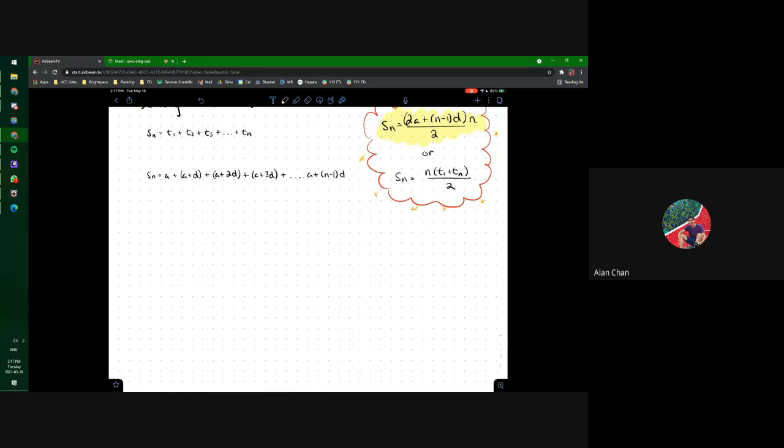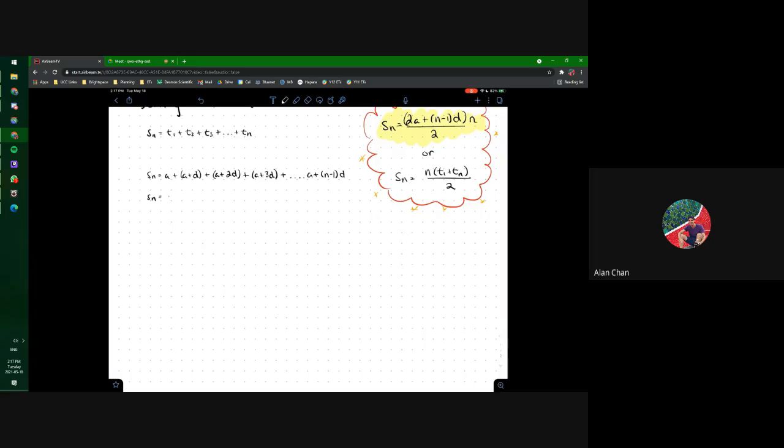What we're going to do now, and this is going to be a little bit confusing, is we're going to reverse the order of this equation, and we're going to add it to itself. What the heck are you talking about? Again, let me just rewrite this equation, the exact same one, except in the opposite order. So this time, it's not going to be A at the beginning. It's going to be A plus (n minus 1)D at the beginning, and A will be at the end. You'll see.